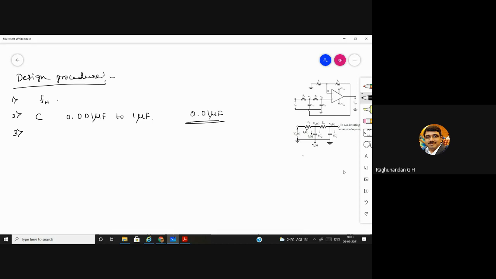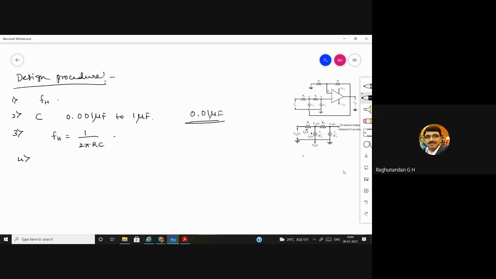Okay, capacitor is 0.01 microfarad, that is what we assume. Then once you know FH and C, we can take FH is equal to 1 divided by 2 pi RC. By knowing the higher cutoff frequency and capacitor, you can find the resistor value. As I have told many times, and as we have learnt in other chapters also, resistors cannot be assumed. When you have an option to choose a capacitor, go for choosing the capacitor. Then you find the resistor.